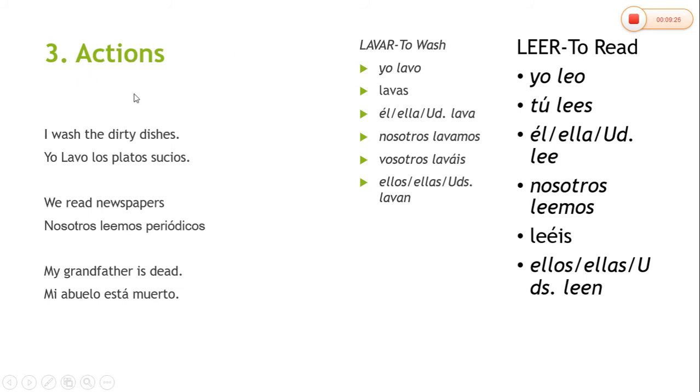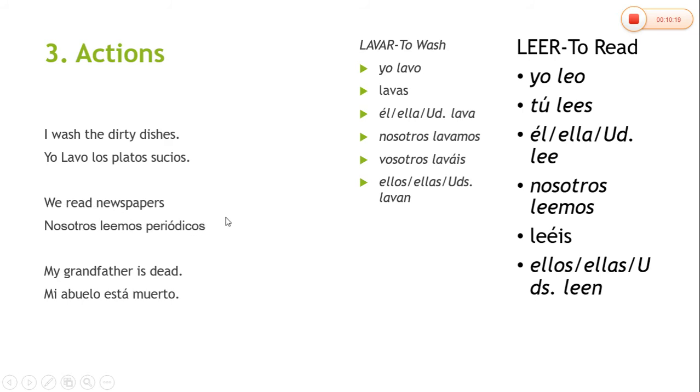Action. For this, there are some words which are related to actions. I wash the dirty dishes. So the verb is wash, which is lavar. Yo lavo, tú lavas, él, ella, usted lava, nosotros lavamos, vosotros laváis, ellos, ellas, ustedes lavan. Yo lavo the dirty dishes, los platos sucios. In Spanish, the pattern is reversed. They say I wash the dishes dirty. Okay, so there is a slight change. Yo lavo los platos means the dishes, and sucios means dirty.